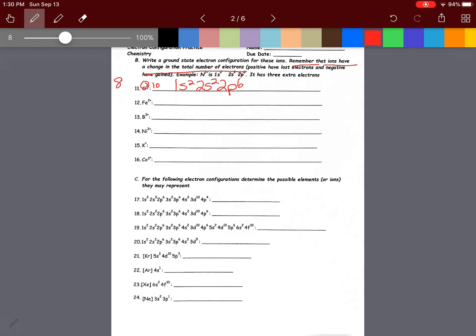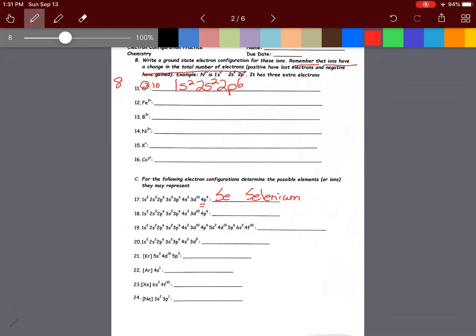Now, part C is kind of interesting because a nice little trick is that we can use the periodic table to help us see what element it is. So we're going to look at the very last part. We're going to look at 4p4. We're going to go down to row 4. We're going to go over to the p block, all right? And we're going to count 4 over. 1, 2, 3, 4. You should see that that belongs to Se, which is selenium.